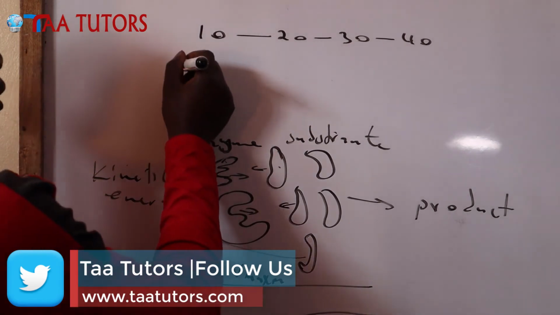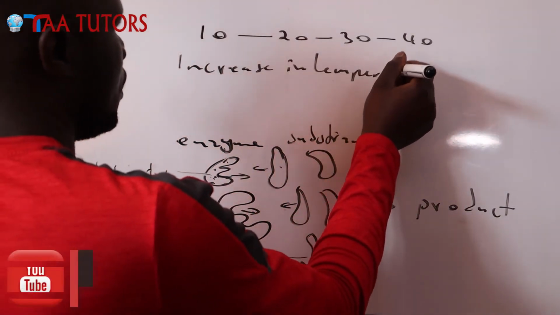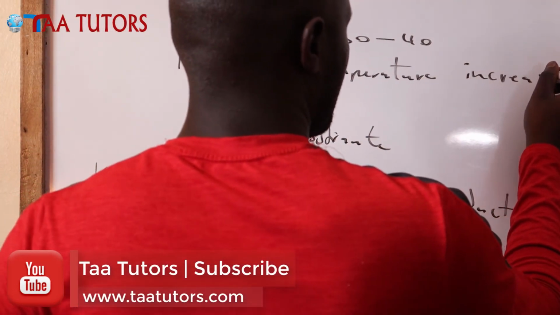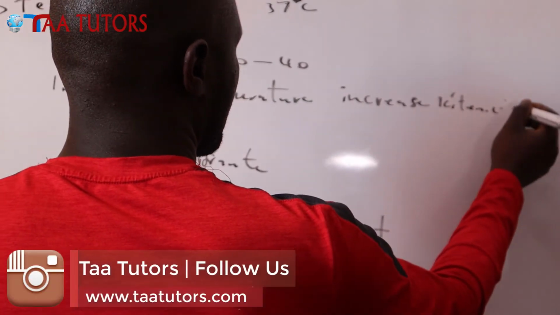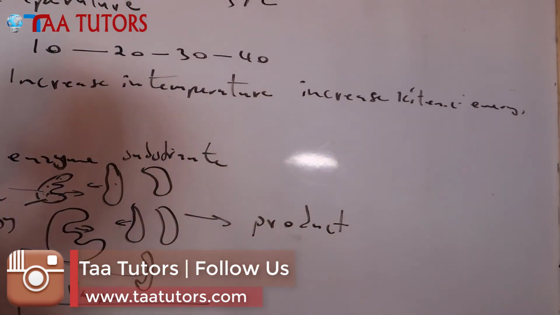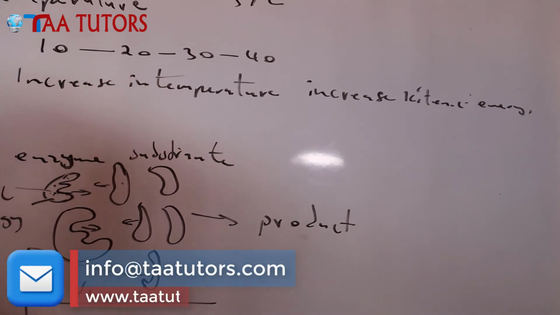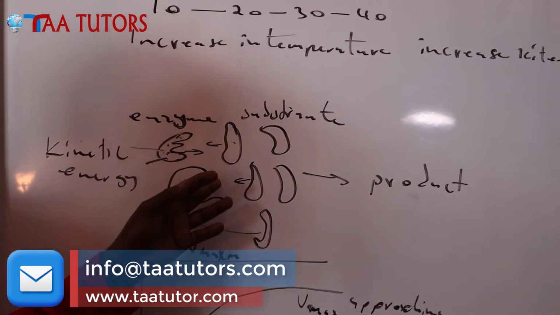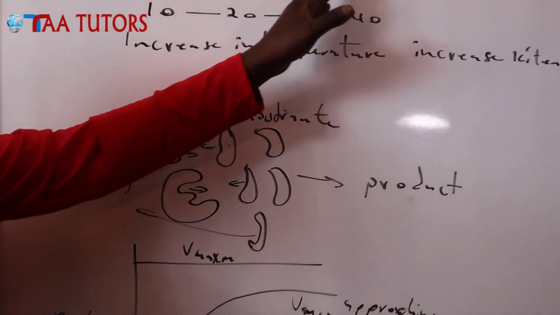So we can say an increase in temperature increases the kinetic energy of molecules. So when the energy in the molecules is increased, you can see that the rate at which they are going to collide is also going to be increased. And when they are increased, the speed of collision is also increased. So that means that the rate of reaction will be improving with the increase in temperature.